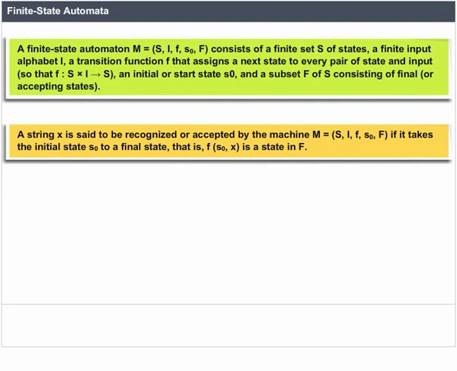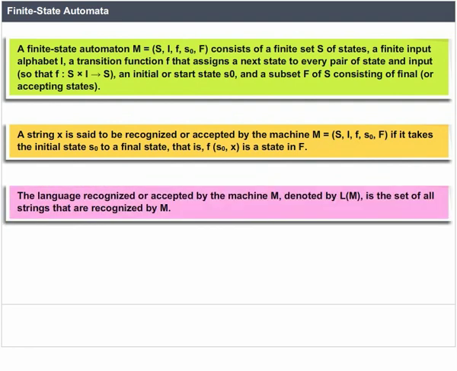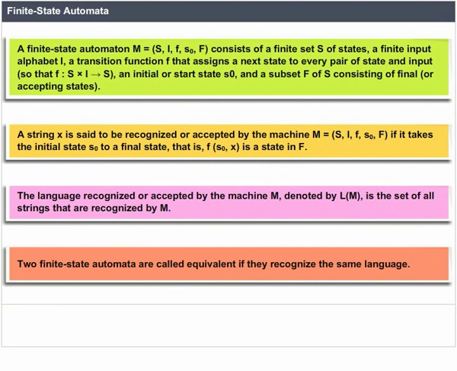The language recognized or accepted by the machine M, denoted by L(M), is the set of all strings that are recognized by M. Two finite state automata are called equivalent if they recognize the same language.